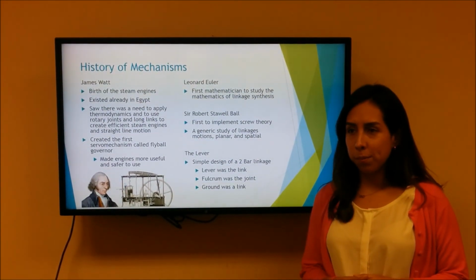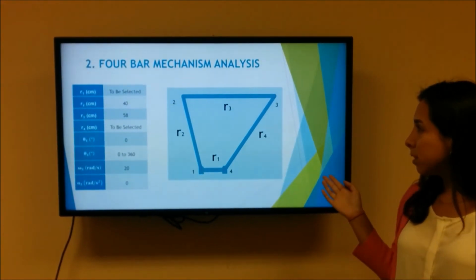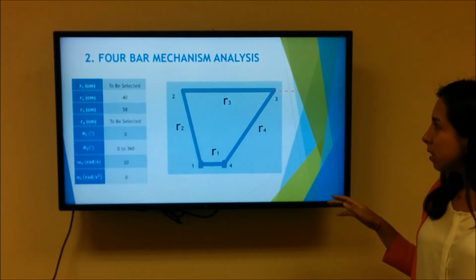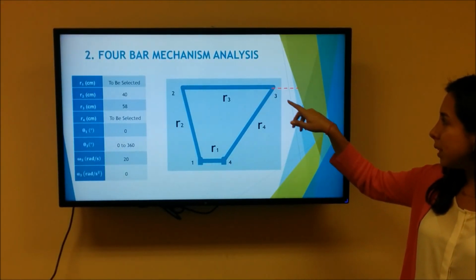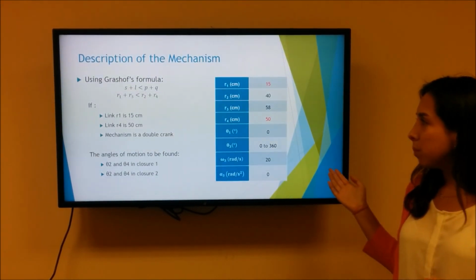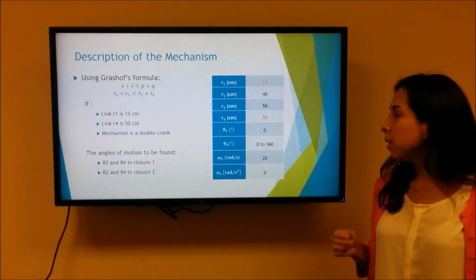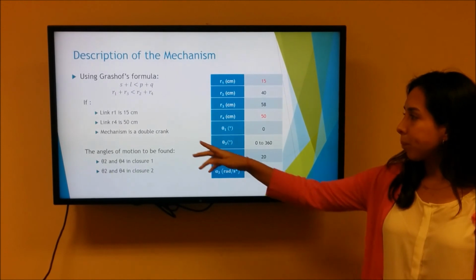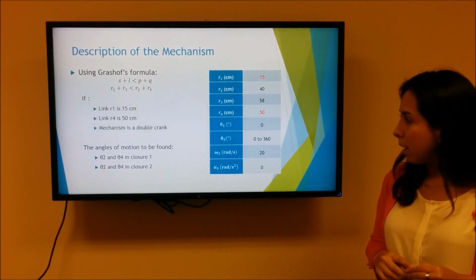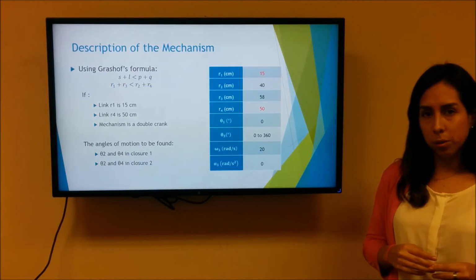So we'll be talking about the 4-bar mechanism analysis. This is our 4-bar design, and we had to select measurements for our links R1 and R4. Our input angle is going to be the angle that the joint makes with the horizontal. We're using the principle of Grashof's in order to make this a double crank mechanism, and we'll select R1 as 15 centimeters and R4 as 50 centimeters. And we're going to be calculating the angles of motion for joints 2 and 4 for closures 1 and 2.